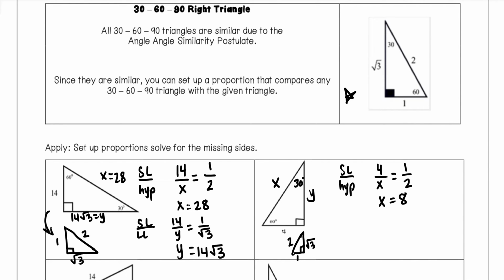Notice there that 4 times 2 is 8. Then we have our short leg over our long leg to find out what that long leg will be. The short leg that we know is 4, and the long leg we want is y. And in our other triangle, our short leg was 1, and our long leg was root 3. We'll cross multiply, and we see that y equals 4 root 3. Again, we could have just multiplied 4 times root 3 to get there for that solution.